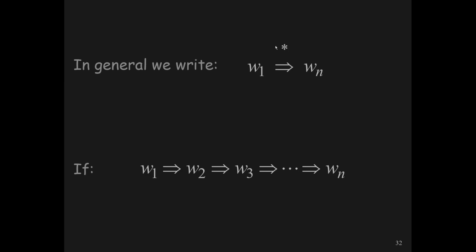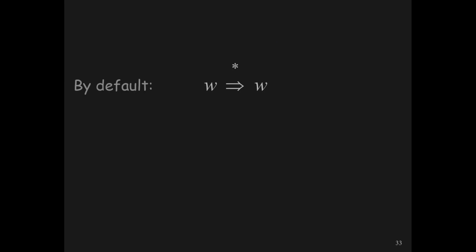So, in general, sentential form W1 eventually derives sentential form Wn, if W1 derives W2, which derives W3, and so on up to Wn. Obviously, if you don't apply any productions, then the recursive case is correct.